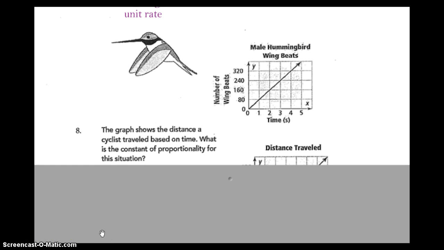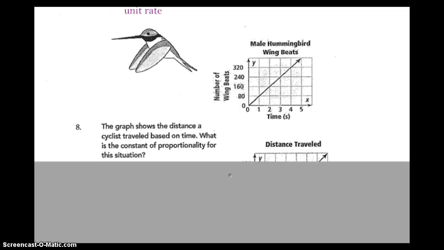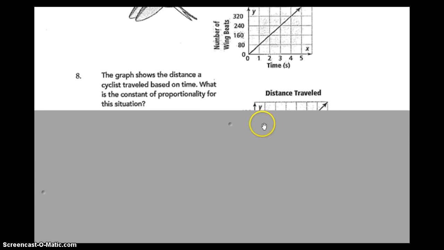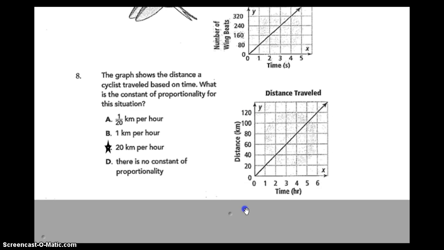Question 8. The graph shows the distance a cyclist traveled based on time. What is the constant of proportionality for this situation? Remember, the constant of proportionality is the same as our unit rate. So if you look at the graph for the unit rate, you would find that the answer is C, 20 kilometers per hour.